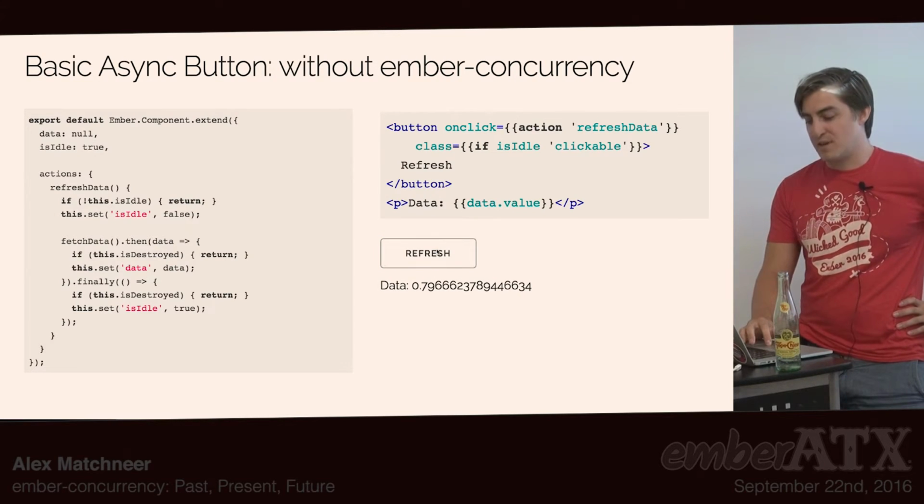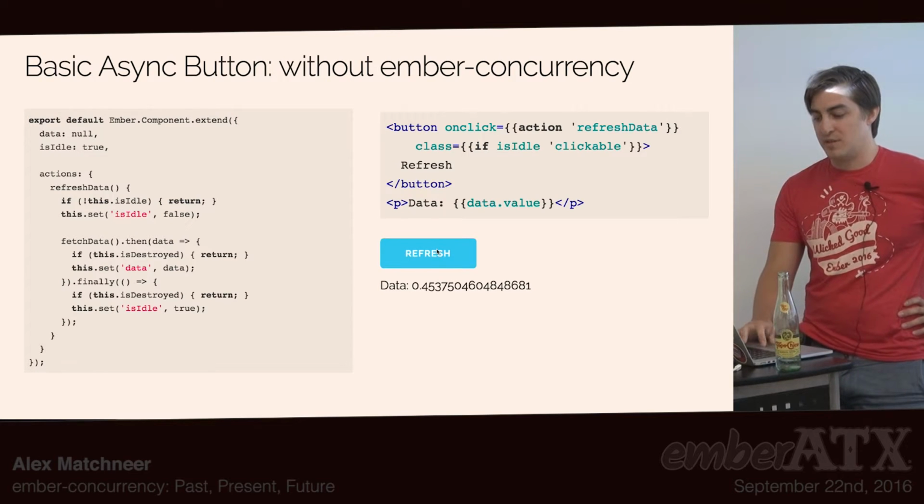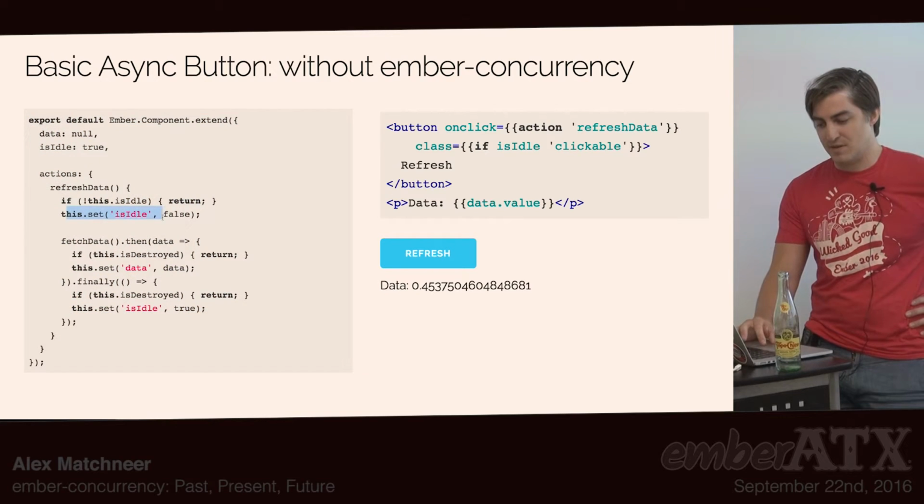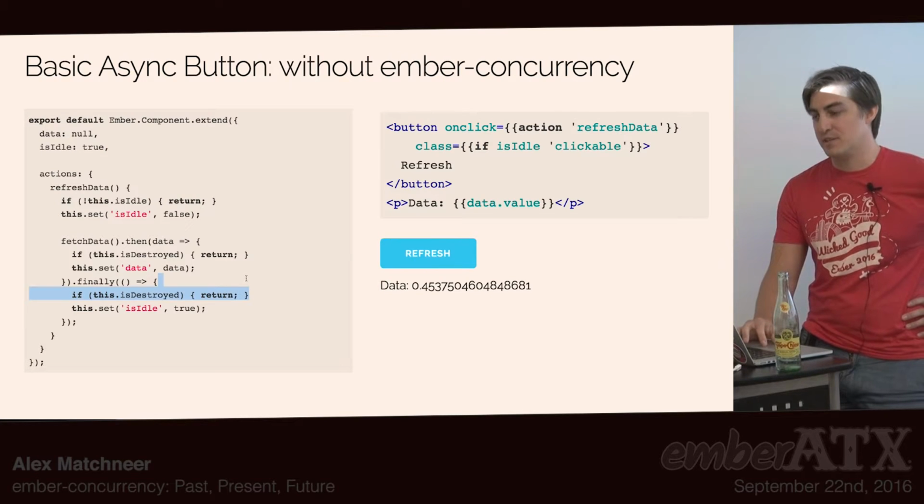you know, a lot of guides that teach you how to do Ember aren't going to go into this much detail about it. They might have the part where you set is idle to false. Maybe they'll have the part where you fetch data and do that then. But it's really annoying when you actually have to make something that's production ready, because you've got to put all these guards everywhere. You've got to say, has this component been destroyed?